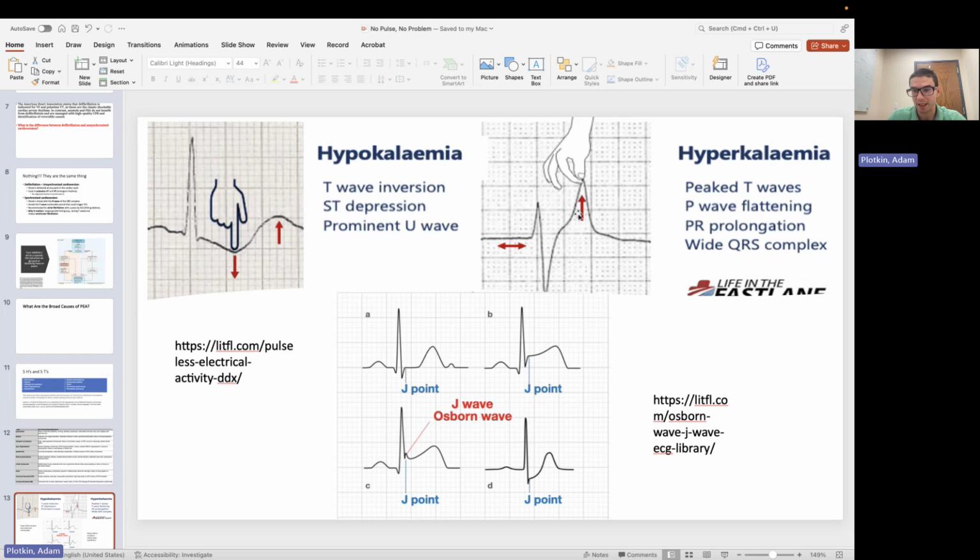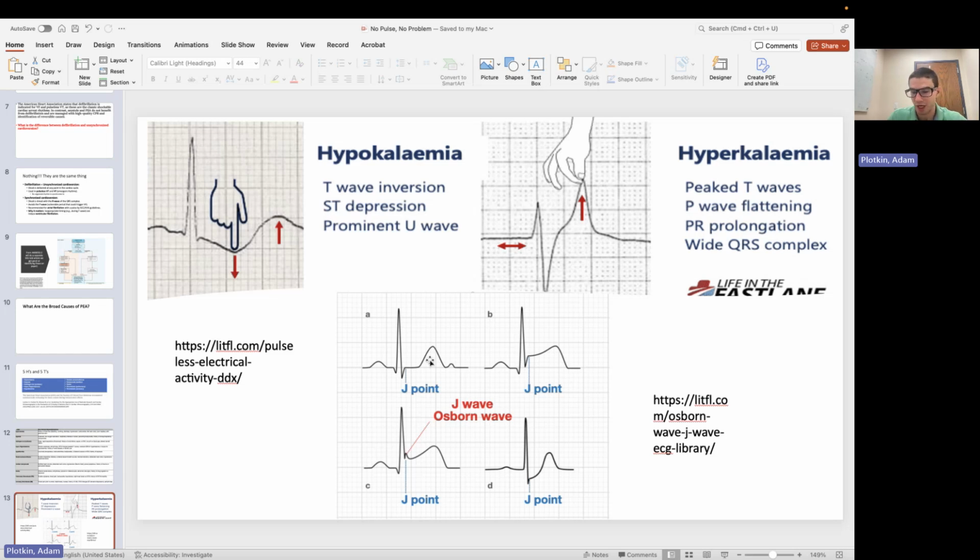In hyperkalemia, we can sometimes get these peaked T waves, okay? So we don't really have a Q here, but R, S, here's my T wave, and it's nice and peaked, okay? We can get the peaked T waves. The P waves can eventually flatten. The PR interval can prolong, and then we can get a wide QRS complex. I go more into this on the next couple slides.